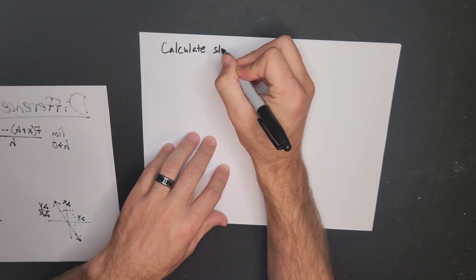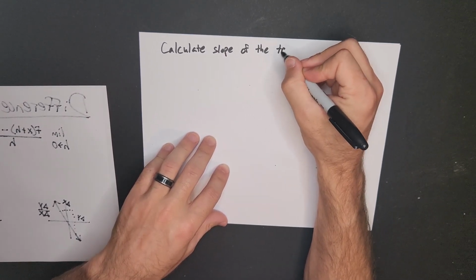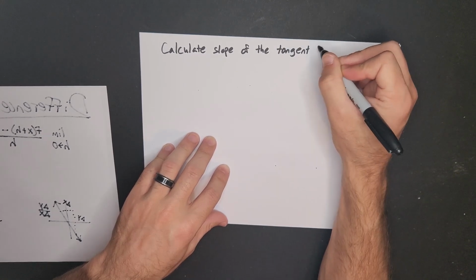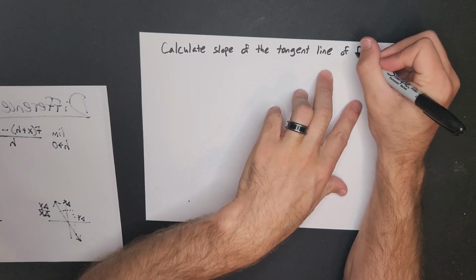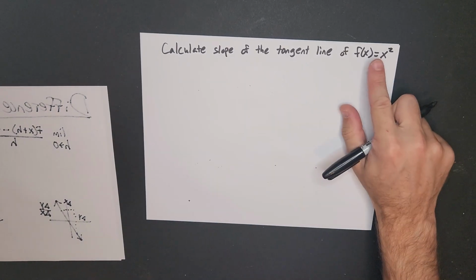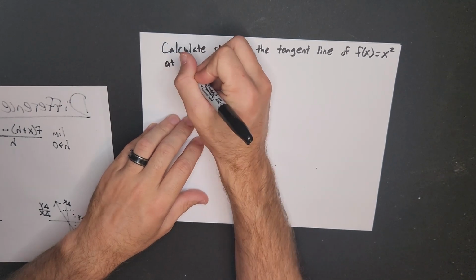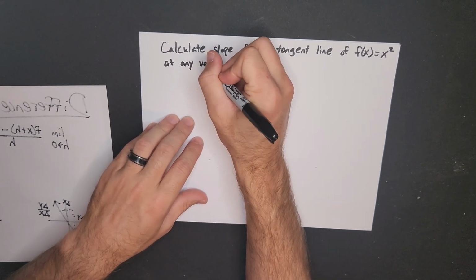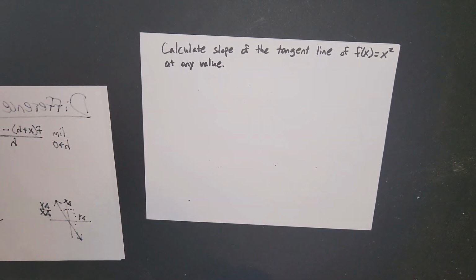Calculate the slope of the tangent line of f of x equals x squared. Okay, so this is my function that I'm trying to calculate the slope of the tangent line, and we'll just put at any value because that is going to change a little bit depending on what value we're talking about here. So calculate the slope of the tangent line of f of x equals x squared at any value.